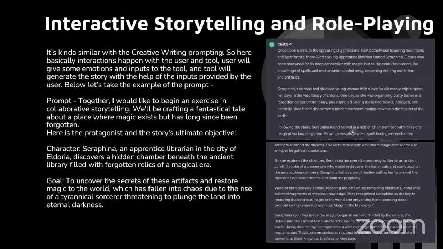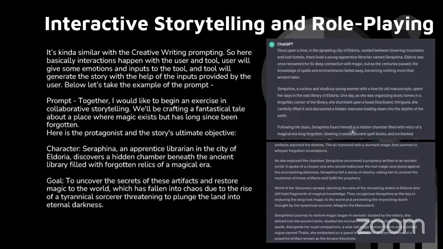So you're saying I'm trying to create a fantastical tale, somewhat in a fantasy genre where we're talking about magic and magic has been forgotten. So we're trying to revive that emotion of magic, and you're trying to say that there is a protagonist and what kind of objective you want in the story. So you're saying that character Serafina, an apprentice librarian in the city of Eldoria, discovers a hidden chamber beneath the ancient library filled with forgotten relics of a magical era. The goal is to uncover the secrets of these artifacts and restore the magic to the world, which has fallen into chaos due to the rise of a tyrannical sorcerer threatening to plunge the land into eternal darkness.